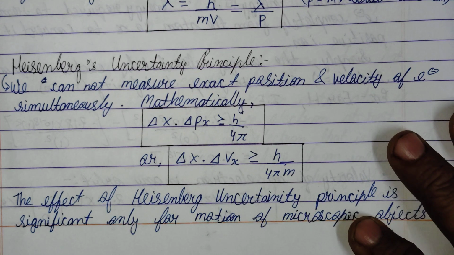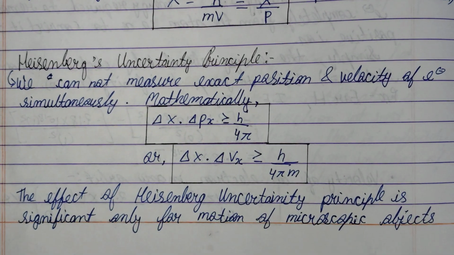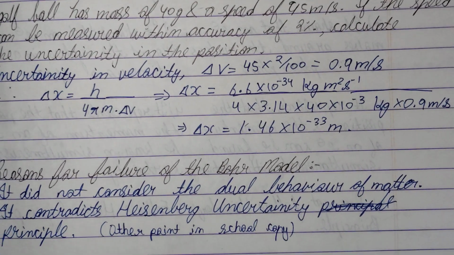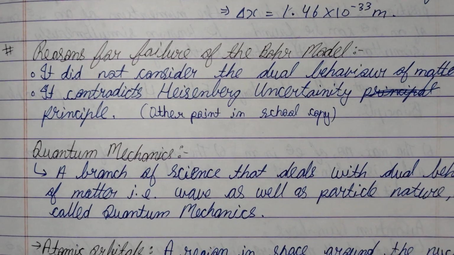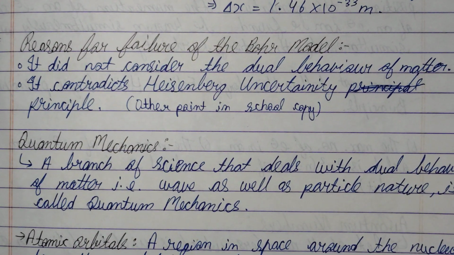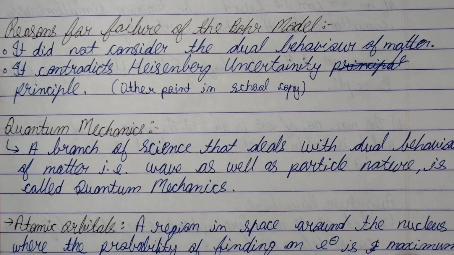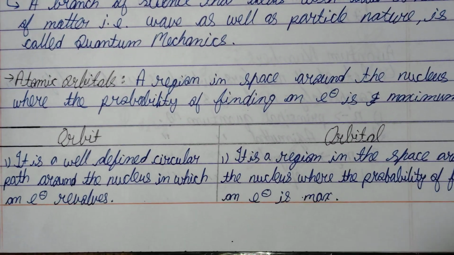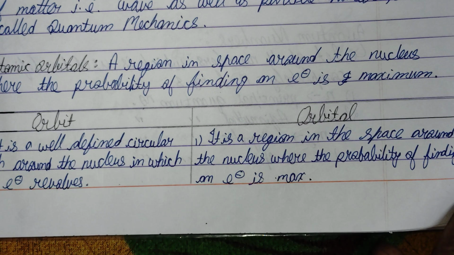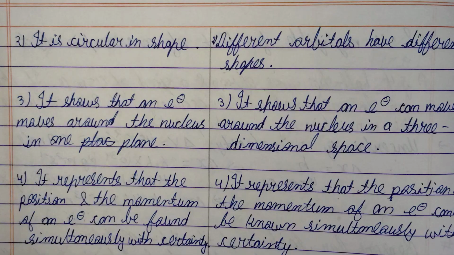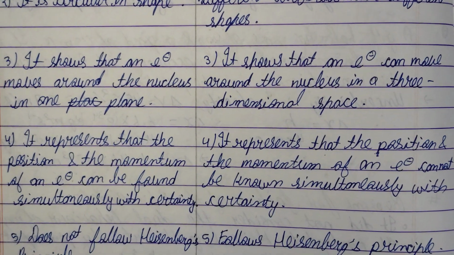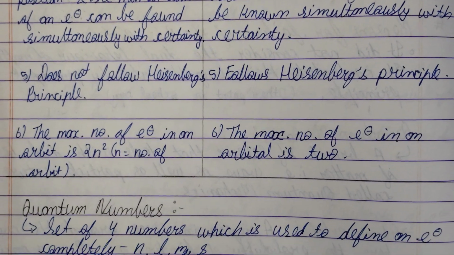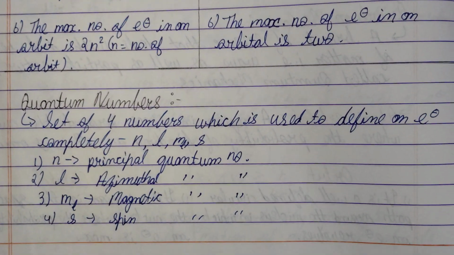Next, Heisenberg uncertainty principle. There is the numerical. Next is the reason for Bohr's model failure. Failing means the drawback of Bohr's model, or the reasons for the failing of Bohr's model. Next is atomic orbital theory points, orbit and orbitals. So Heisenberg uncertainty principle comes after.